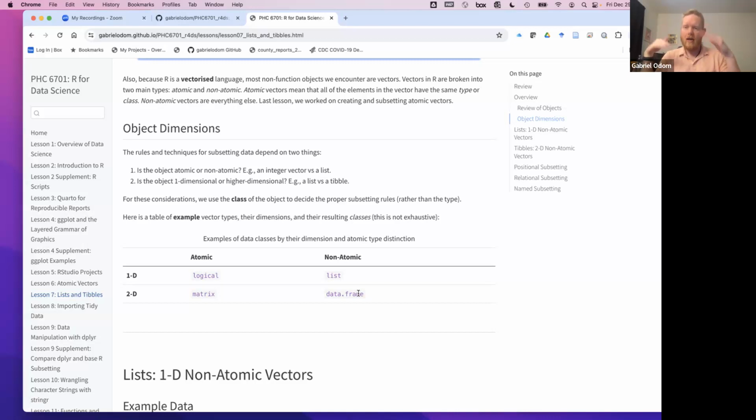You can see there that there is a rectangular structure, because there are samples that go down the rows, and every single one of these samples has the same measurements on it. So there's the same number of columns, the same number of features for each sample, and each feature has the same number of samples in it. So it's rectangular. There are some rows and there are some columns. So this would be a two-dimensional non-atomic data structure.